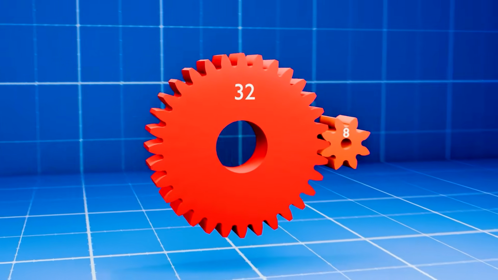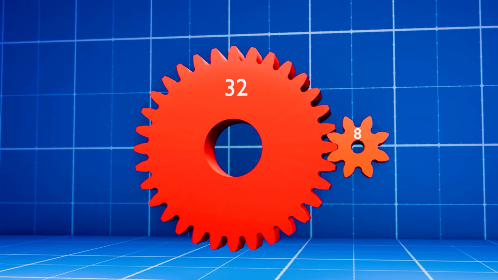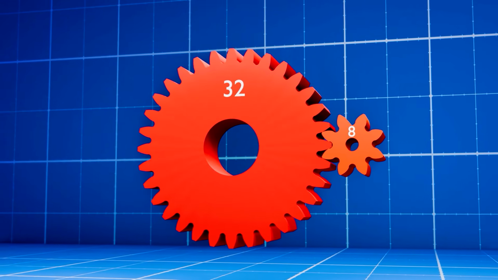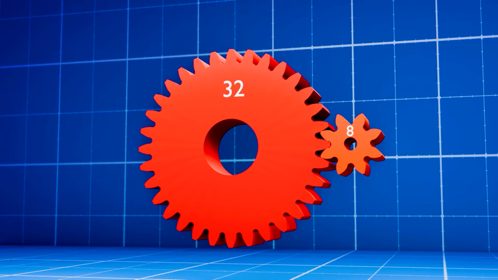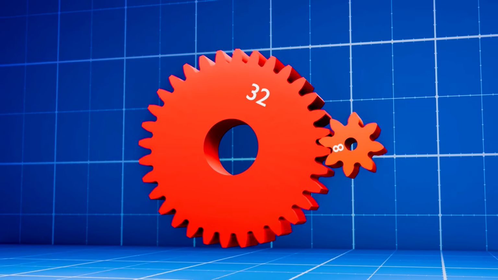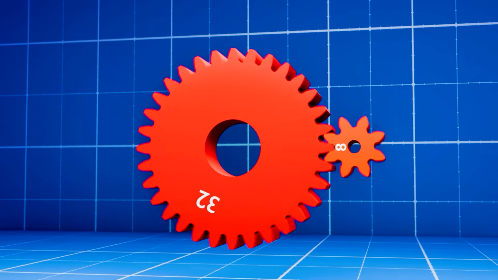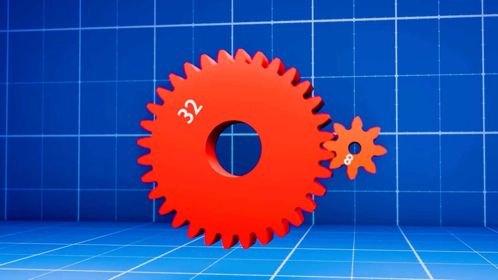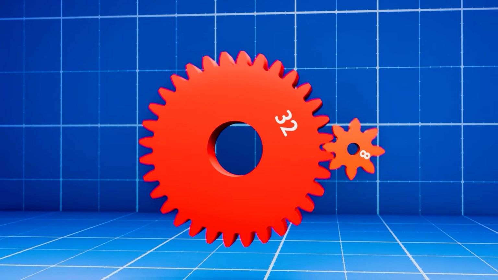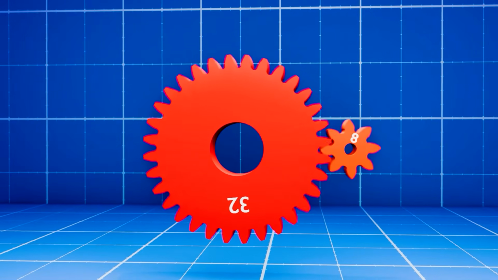To understand this relationship clearly, imagine a large gear with 32 teeth meshing with a smaller gear having only 8 teeth. When you rotate the large gear once, the small gear completes 4 full rotations, spinning much faster than the large gear. This happens because the smaller gear has fewer teeth to travel the same circumferential distance.